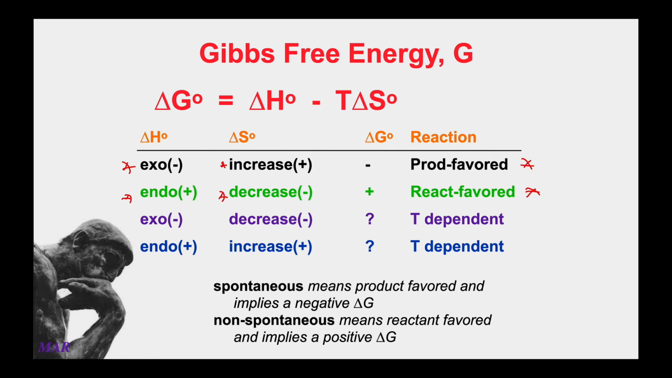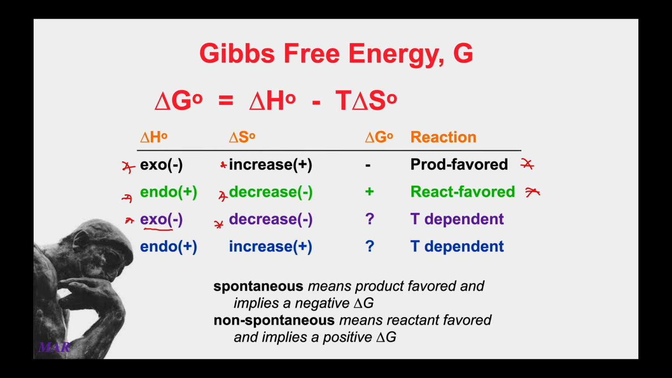There's 2 more possibilities though. The first possibility down here is when you have an exothermic reaction but a decrease in the entropy. Now in this set, the delta H exothermic, it wants the reaction to go. A negative delta H contributes to a negative delta G. On the other hand, delta S is negative. Delta S says, I don't want this reaction to go. I'm not happy with it. So here, enthalpy and entropy are fighting, all right? Enthalpy wants the reaction to go. Entropy doesn't want the reaction to go.